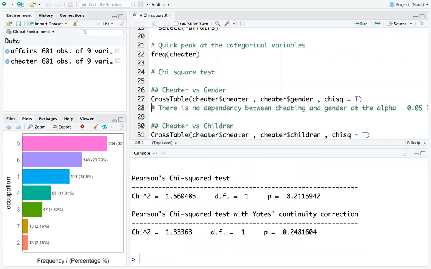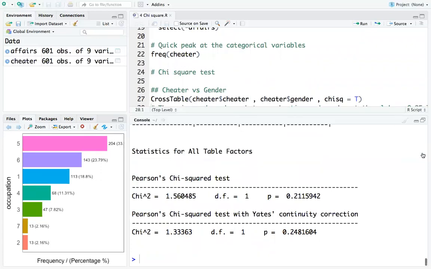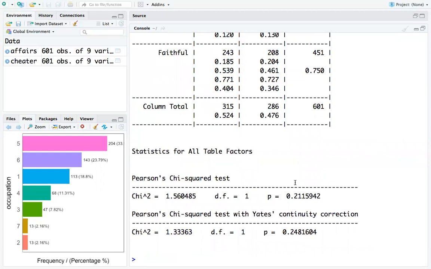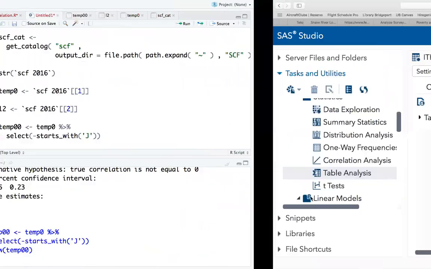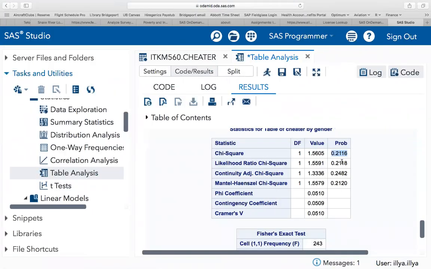And so I just ran this. I'm going to expand my window. So first of all, let's take a look at the p-value. 0.2116. It rounded. Okay? Are we good?